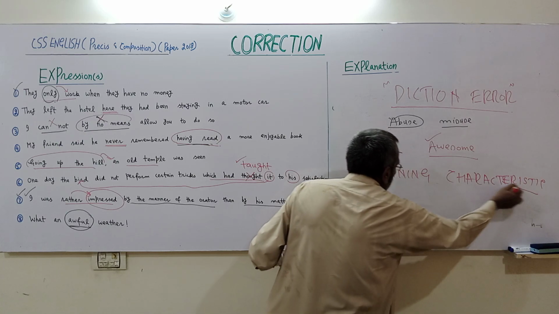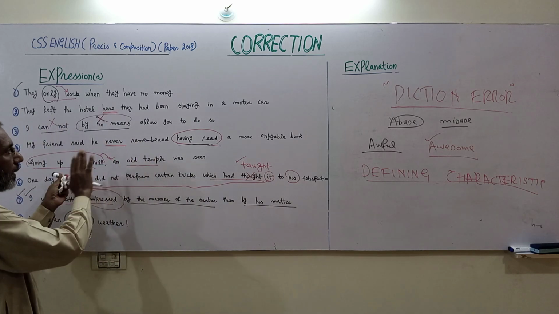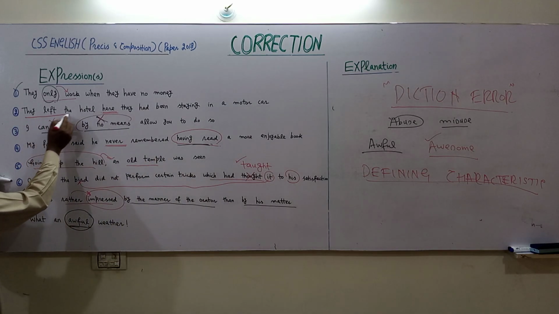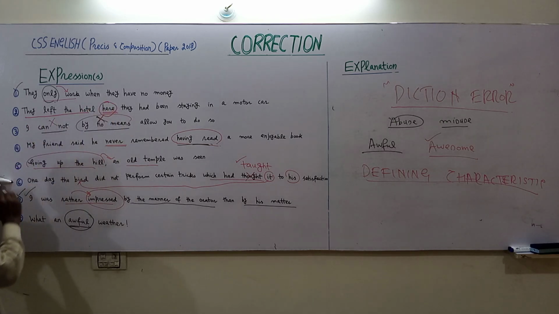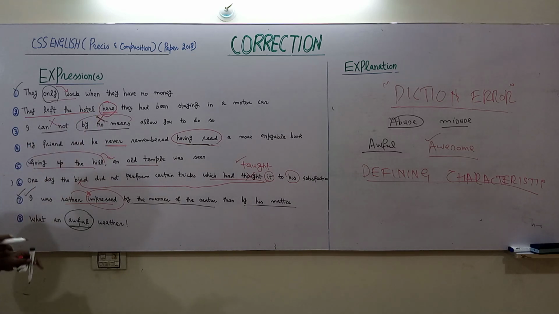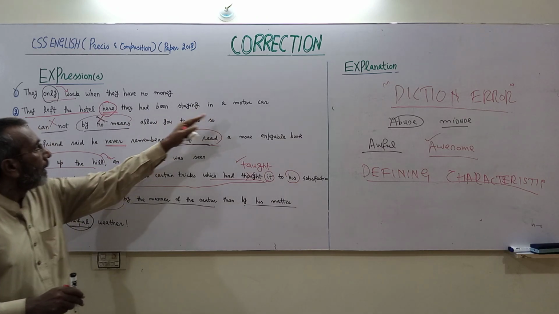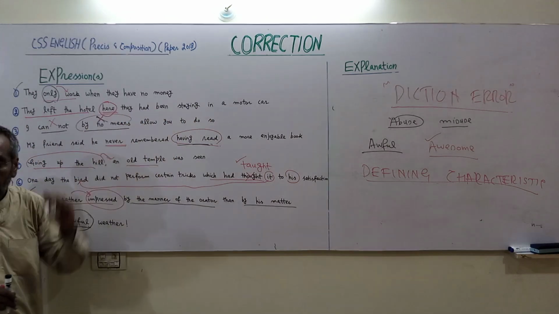Once again, the problem is almost the same, right? Sequence is not proper. Things are not in the proper sequence. They left the hotel, okay? And this word should be what? Change this word. They left the hotel with some word. I have seen actually some solution. They have solved like this. They left the hotel in a motor car, and then where they had been staying.